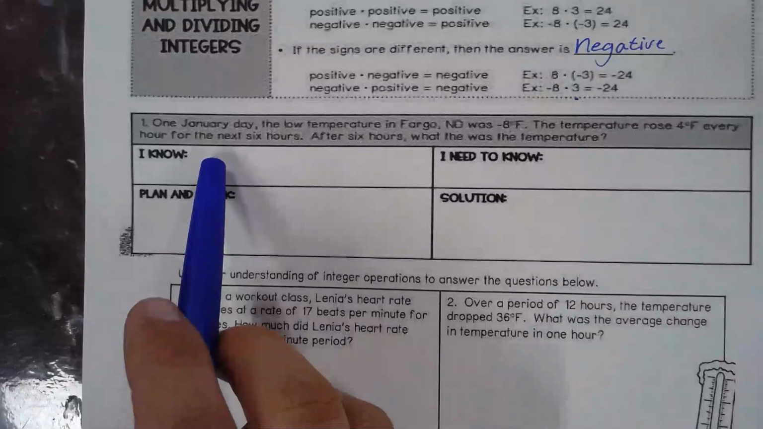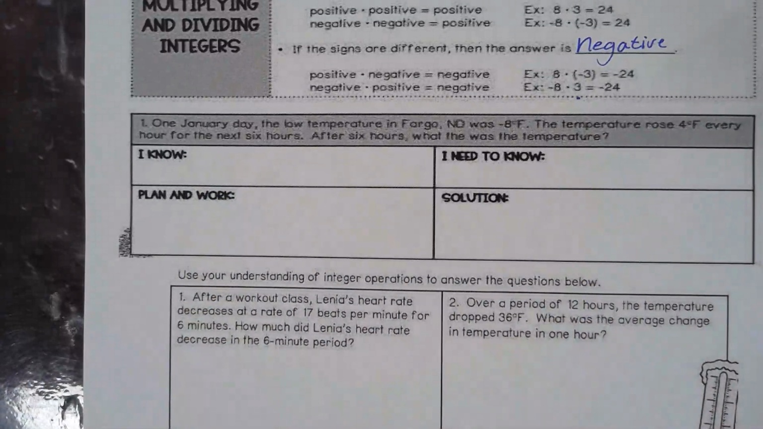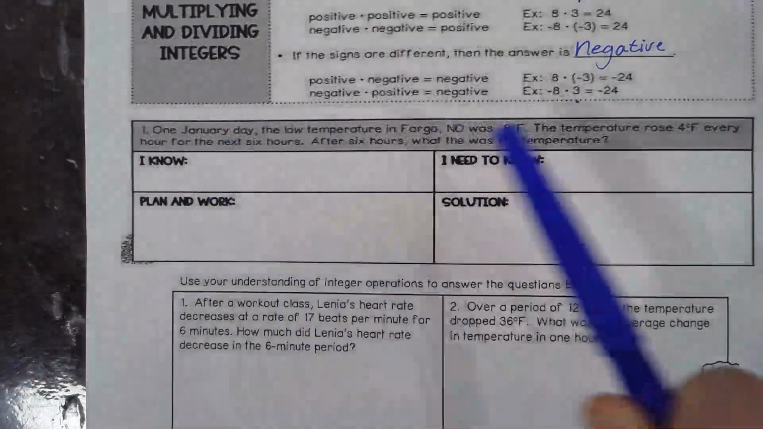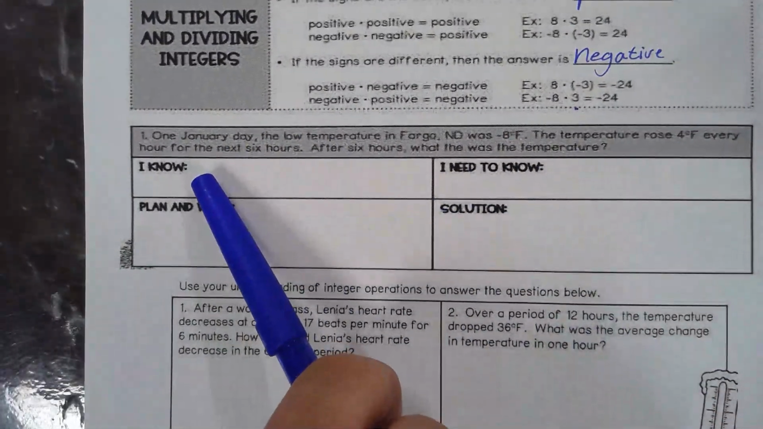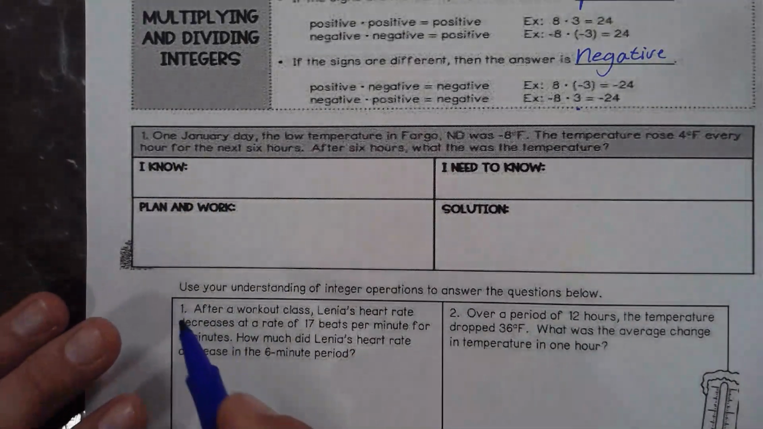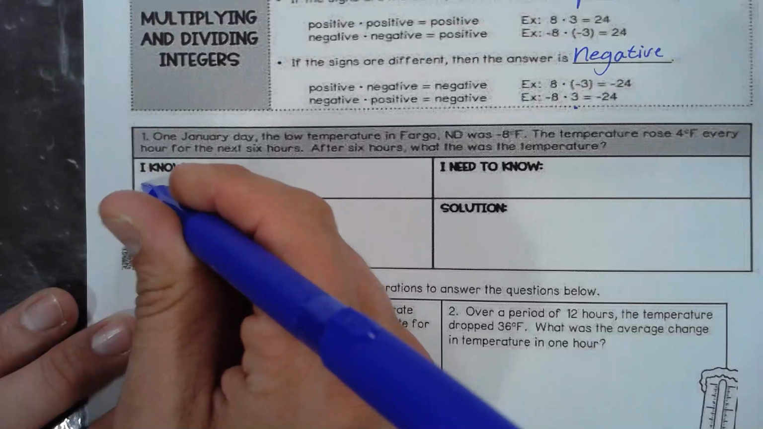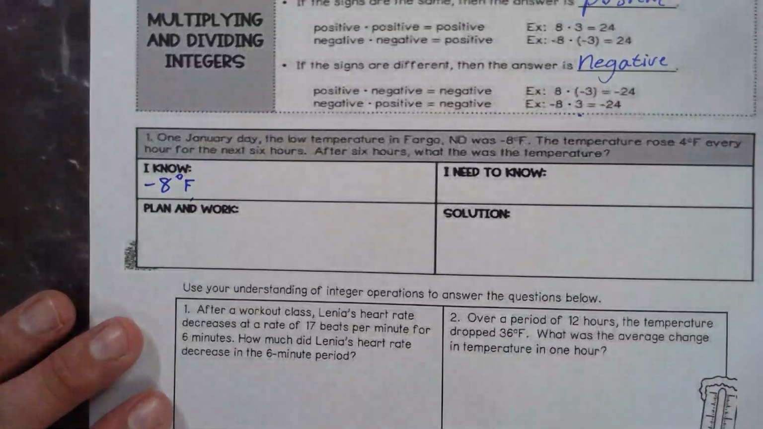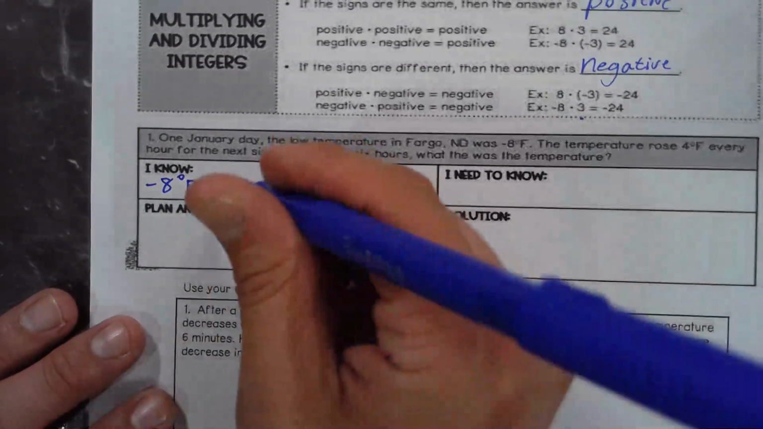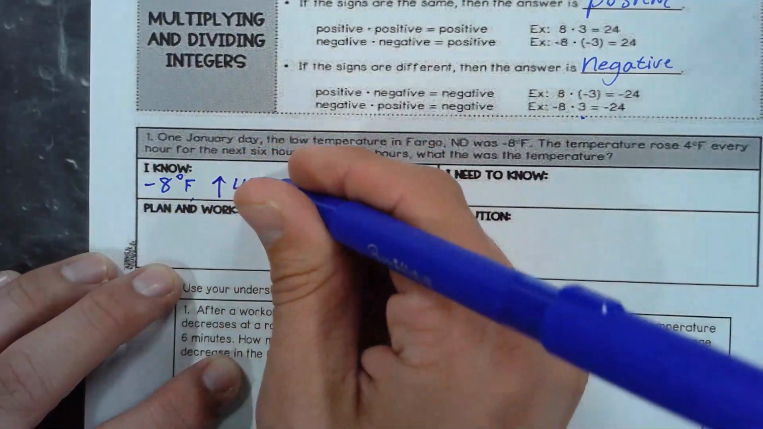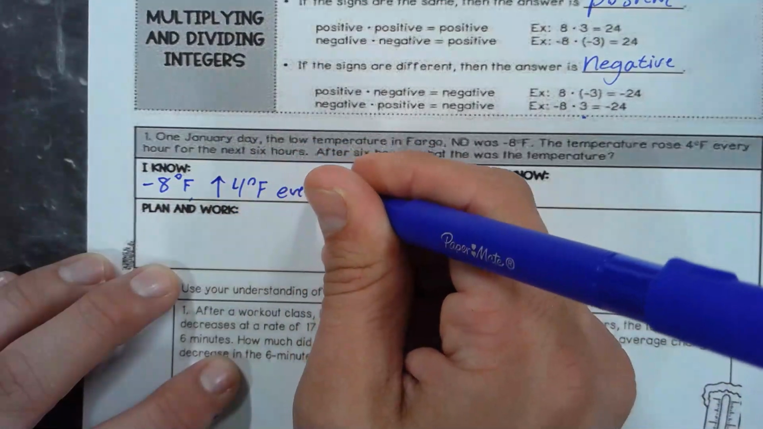Okay, I really like how they set this up, with blanks for I know and I need to know. So what do we know from the problem? Yeah, so the temperature started at negative 8 degrees Fahrenheit. And what were you going to say? Yep, it goes up 4 degrees every hour, so we'll say it increases by 4 degrees every hour for 6 hours.